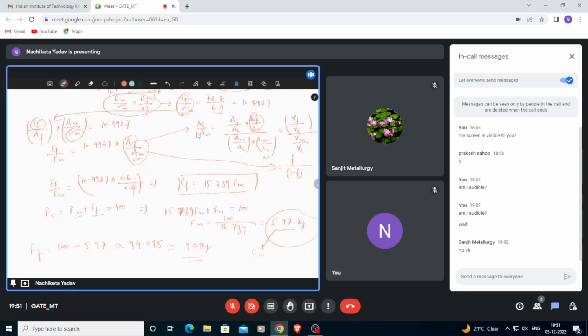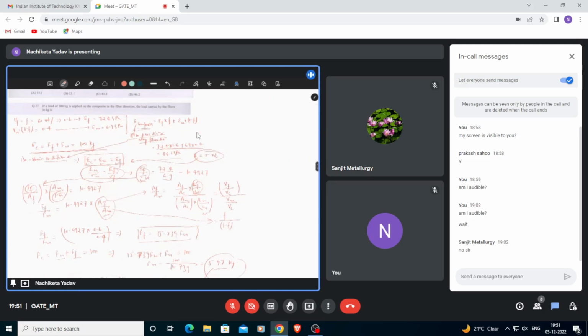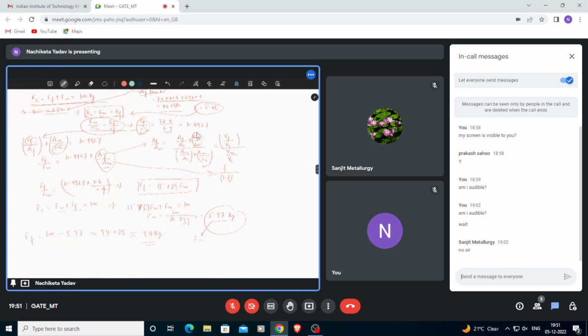Sanjit, you can try for this. This was the isostrain condition. You can try for the isostress condition, where stress will be equal. I have solved for isostrain. That's why I have taken this one. Is it okay?